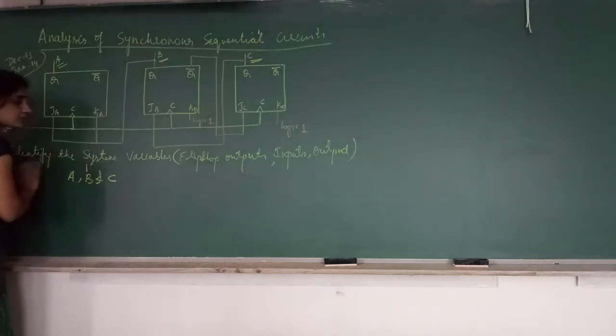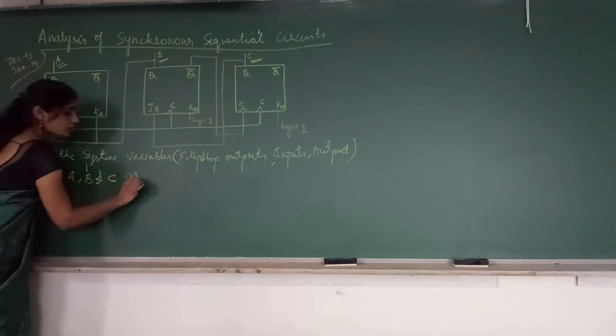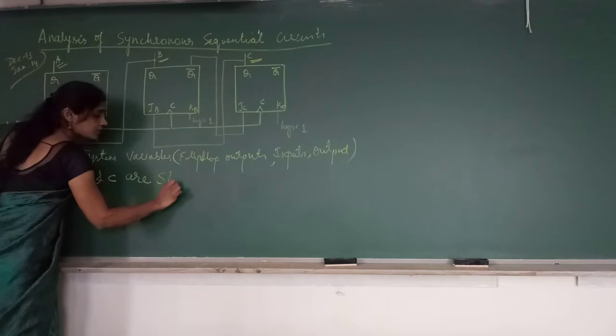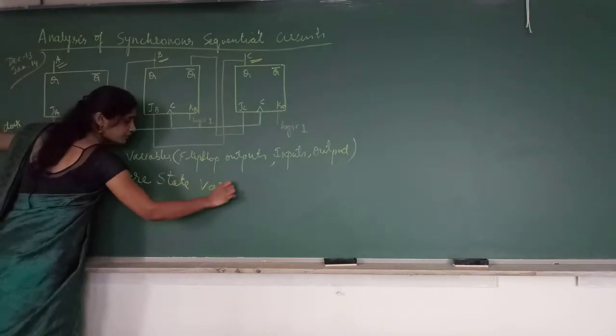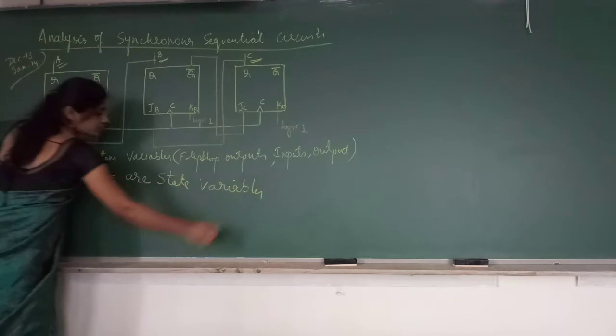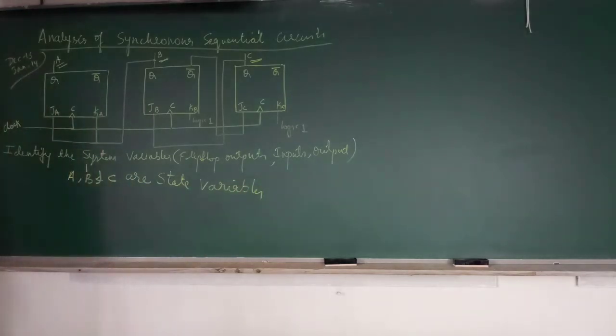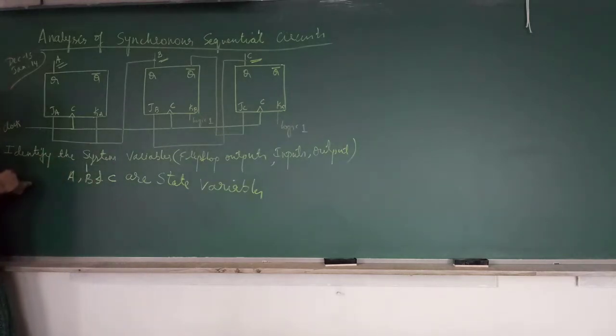So what are the system variables we have? A, B and C are the system variables, or you can call these the state variables. State variables are nothing but flip-flop outputs. Am I correct? State variables, flip-flop output. This is the first step. So when a circuit is given to you, first identify the system variables: flip-flop outputs, any input, any output. Here it is only flip-flop output, hence I have written only A, B, C as the system variables. Since A, B, C are the outputs of flip-flops, I can call these state variables.